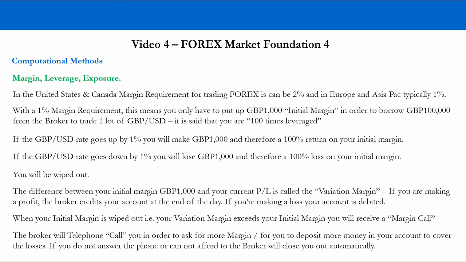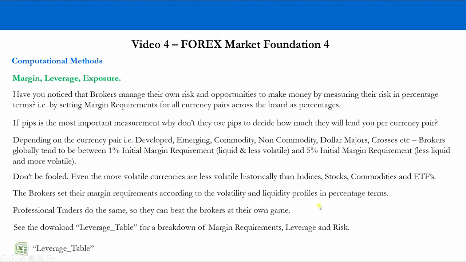And if you're going on the broker's platform and they themselves in their own language are using and calculating risk in percentage terms, then why do you think they want you to trade and calculate everything, not on their terms, but in terms of pip values? So what you'll notice is that brokers themselves manage their own risk and opportunities to make money by measuring their risk in percentage terms. And they set margin requirements for all currency pairs across the board as percentages.